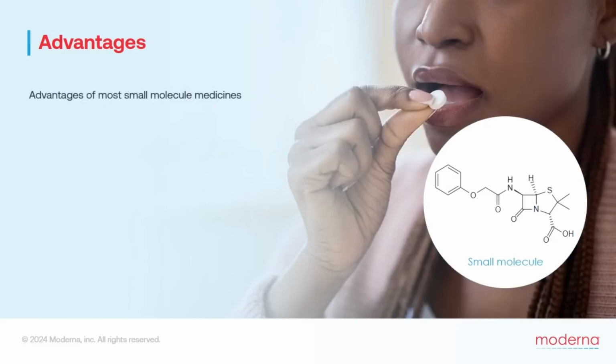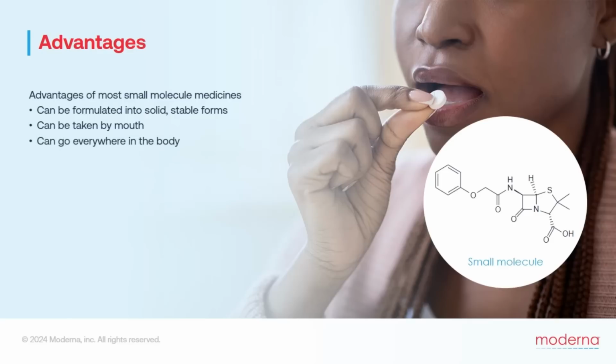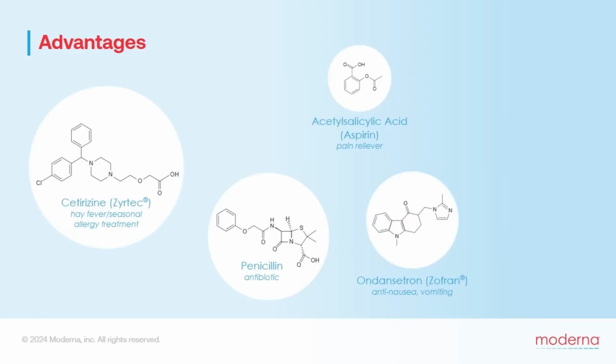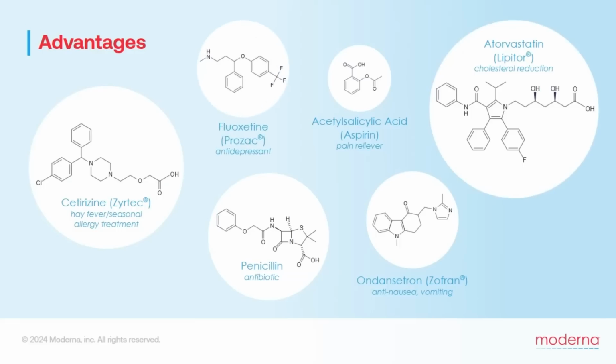Small molecule medicines have multiple advantages. First, most are able to be formulated into solid forms that are stable for long times at room temperature. Secondly, most can be taken by mouth, and once dissolved by the digestive system can go everywhere in the body, including, sometimes, the brain. These small molecule medicines include antibiotics such as penicillin and painkillers such as ibuprofen and acetylsalicylic acid, or aspirin. And the list goes on, from medicines that treat hay fever, nausea, high blood pressure, and high cholesterol, to those that treat psychiatric disorders like depression and schizophrenia.